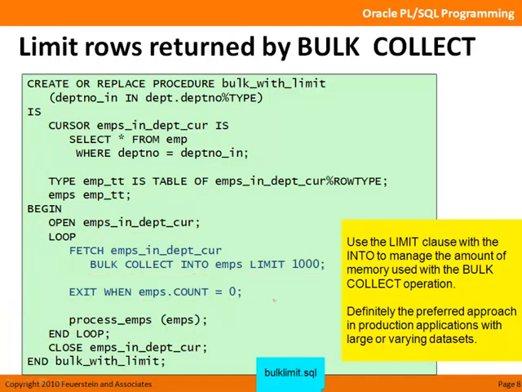So this is an example of using the limit clause to manage the amount of memory used with the bulk collect operation. If I can only afford to allocate enough PGA memory for 1,000 rows, then this is how I can make sure that no more memory than that is ever used.